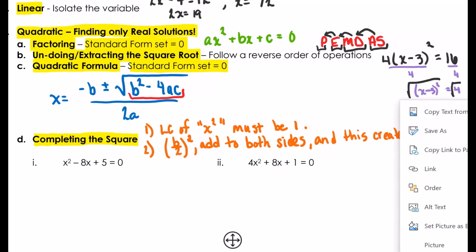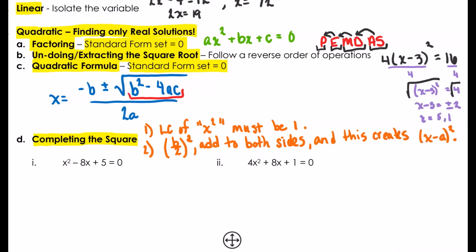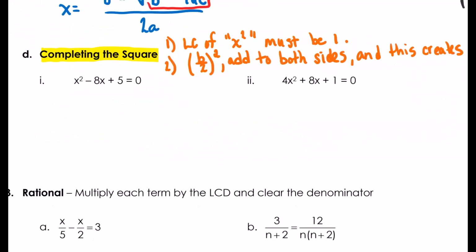And so then once we factor the perfect square trinomial, we get the quantity x minus a, quantity squared, and then we can extract the root from both sides. And we'll practice this below. Looking at example 1 here, notice that the coefficient of x squared is already 1, and so I don't need to do an additional step there. That's the first thing that I check.